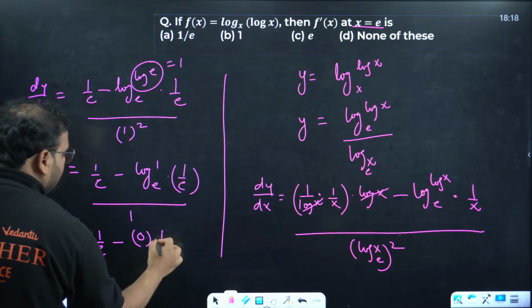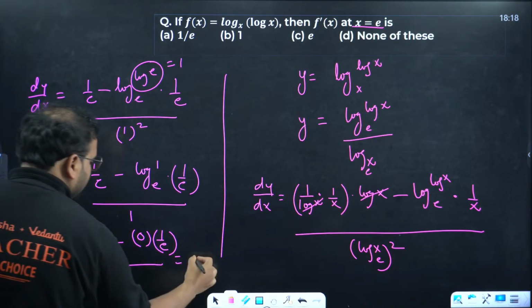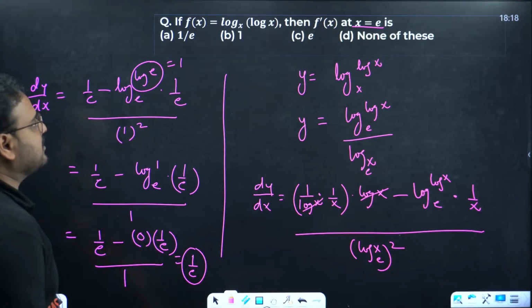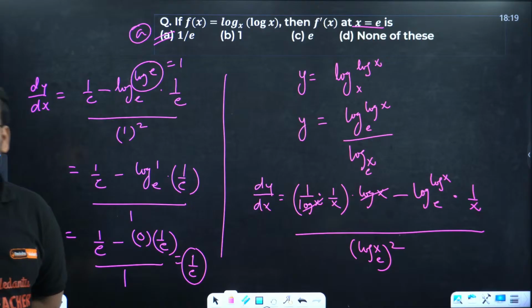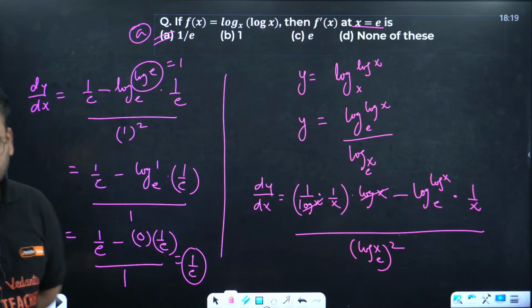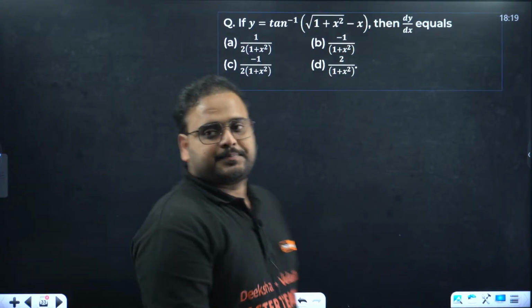0 into 1 by e. That is going to be cancelled. You will have this all 0. Answer will be 1 by e. This will be the answer. This will be 0. So answer is option A. Answer is option A. Okay. Next.